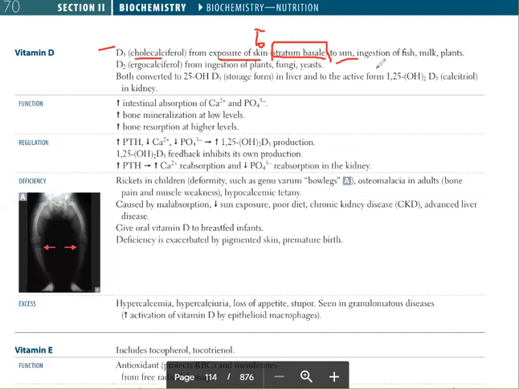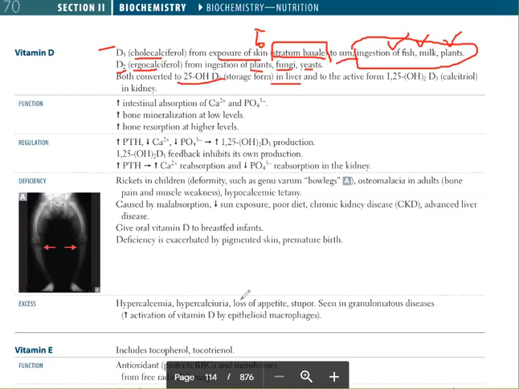Now there are other things also that you are eating, and by eating you're getting vitamin D. For example, we have D3 in fish and in milk and in plants also. Okay, then D2, which is called ergocalciferol, from ingestion of plants, yeasts, and fungi. Both D3 and D2 are converted to 25 in the liver.